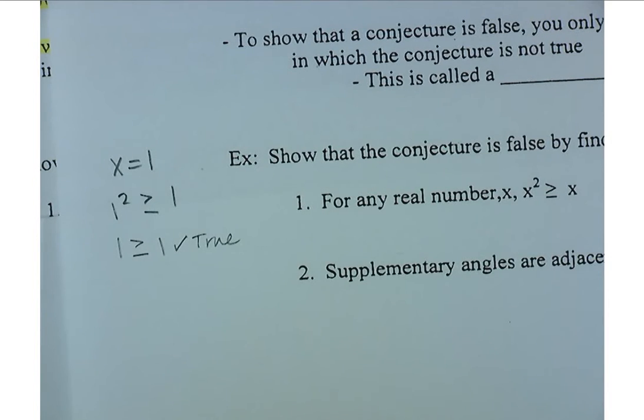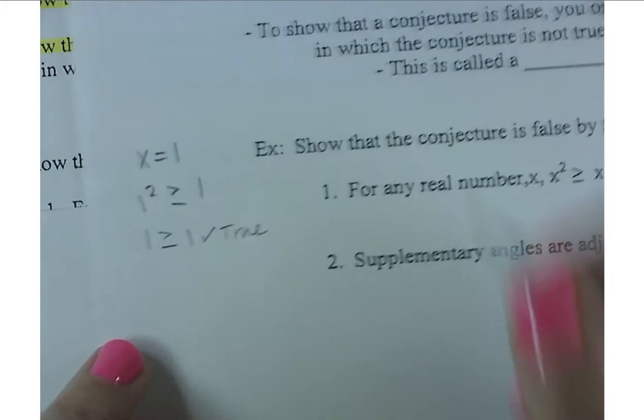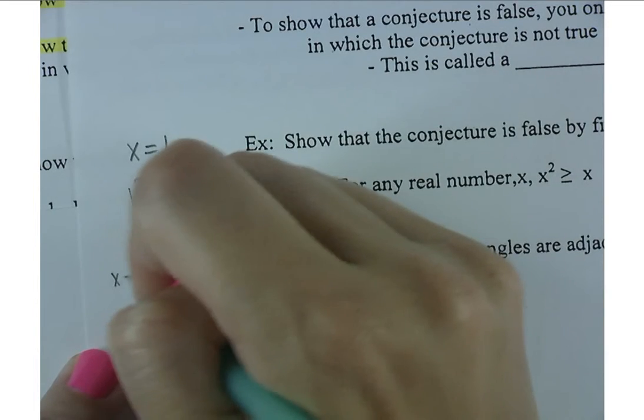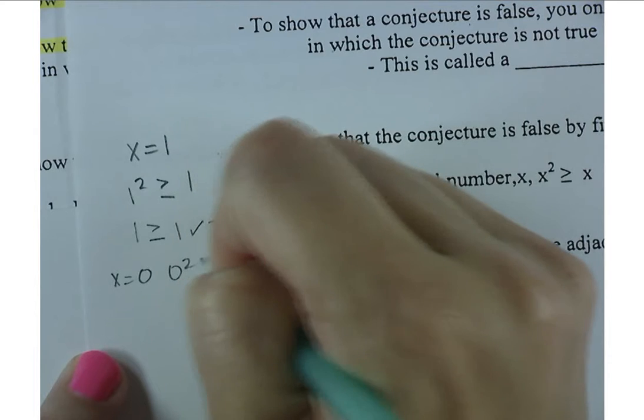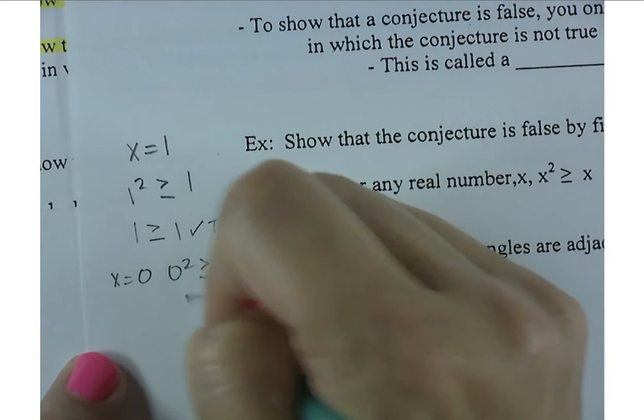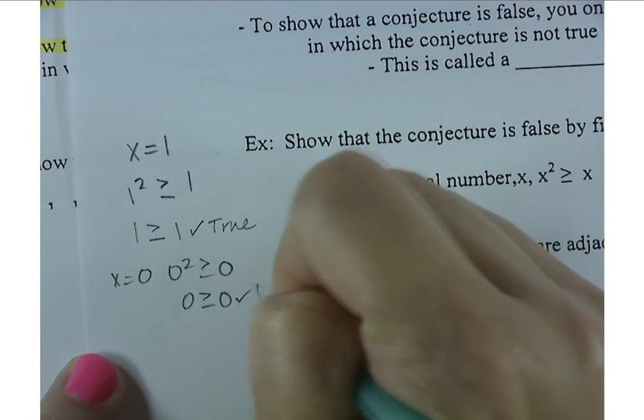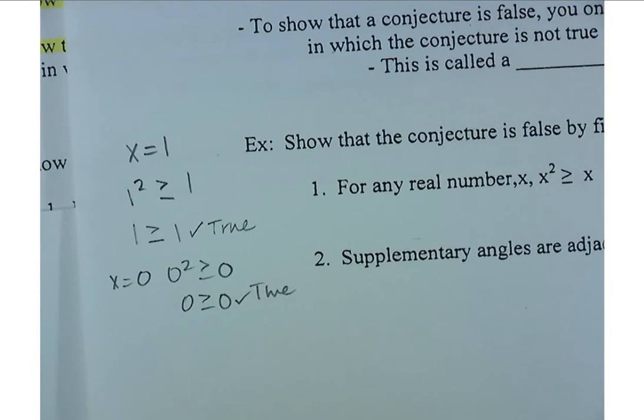What if I plugged in 0? If I plugged in 0, I'd have 0 squared is greater than or equal to 0, which is still 0, right? Wouldn't that be true as well? Yup. Okay, so then I'm going to try a negative 1.